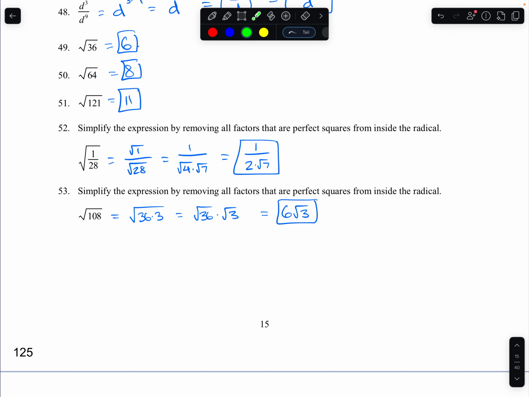So again, thinking of all of our perfect squares, 1, 4, 9, 16, 25, and so on, the biggest number in that list that's a factor of 28 happens to be 4. The square root of 4 is 2, and 7 just stays in the square root. We can't bring out any more perfect squares from 7.